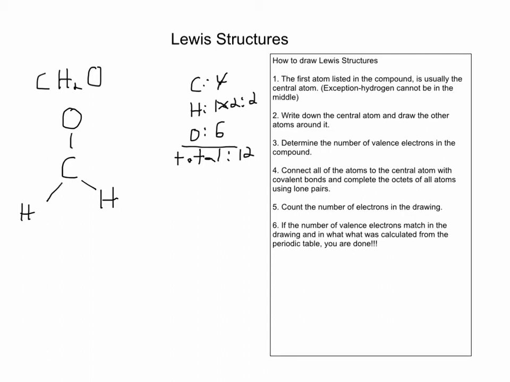Connected with single bonds, we'll look: hydrogen has 2 electrons from this covalent bond, it's good. This hydrogen has 2 electrons from this covalent bond, it's good. Carbon has 2, 4, 6 electrons around it, so it's going to need 2 lone pair electrons around it. And then oxygen has 2 electrons in this bond, so it's going to need 6 more to complete its octet. So it's going to need 3 lone pairs.